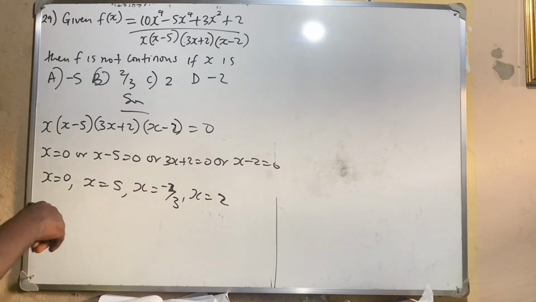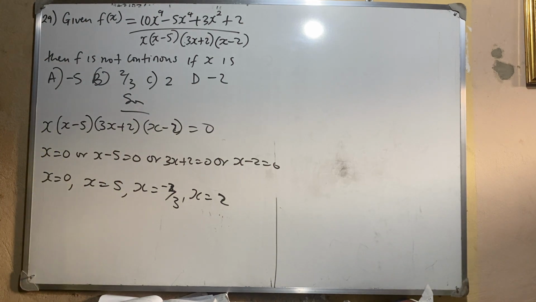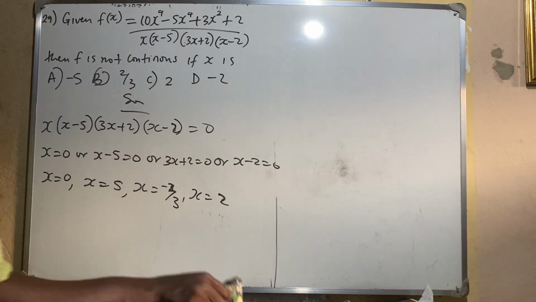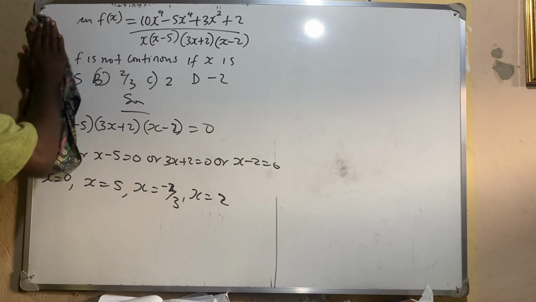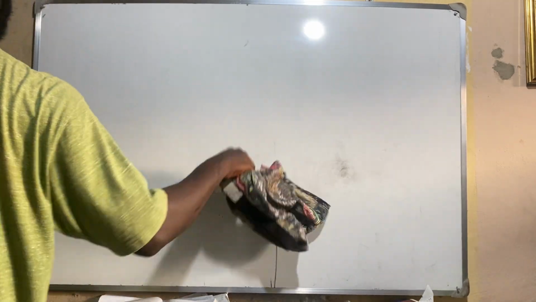So if you look at this, which one is in the options? C is the correct answer. If x is equal to 2, this will be not continuous. If x is equal to 0, it will be not continuous. If it's equal to 5, it will be discontinuous, sorry, or not continuous. Please, the word discontinuous or not continuous, please. So the answer is 2.